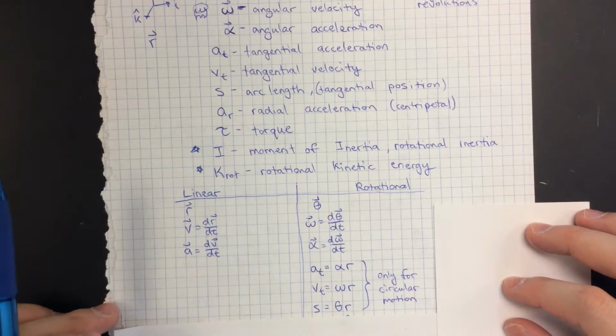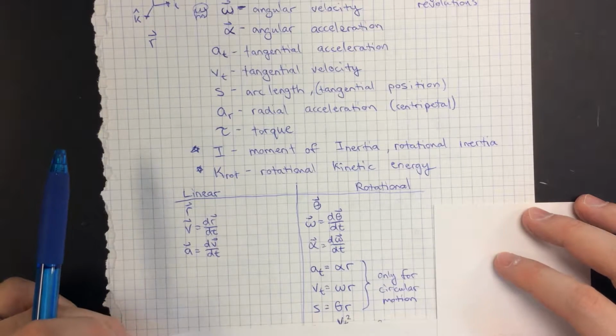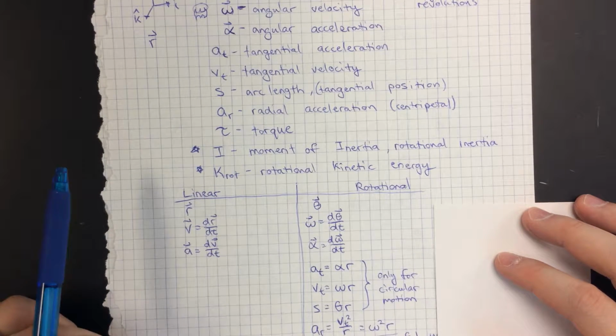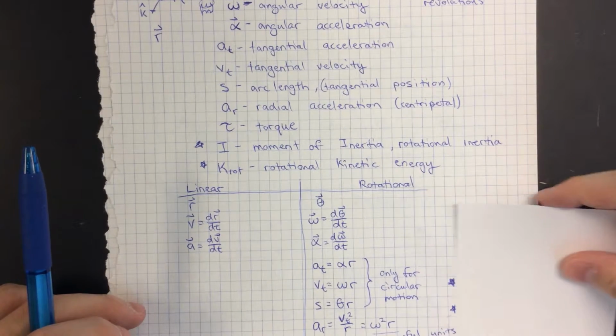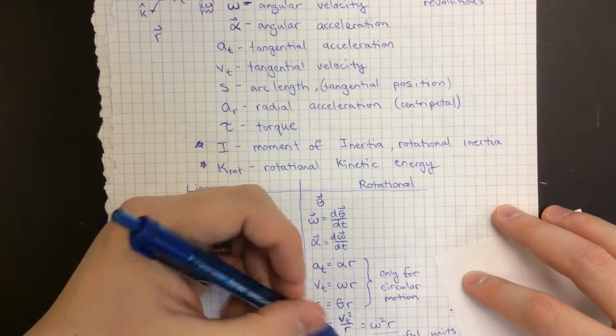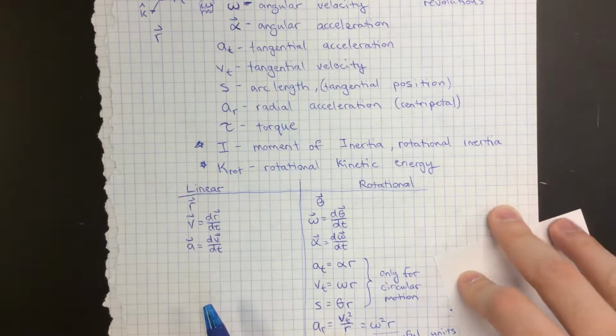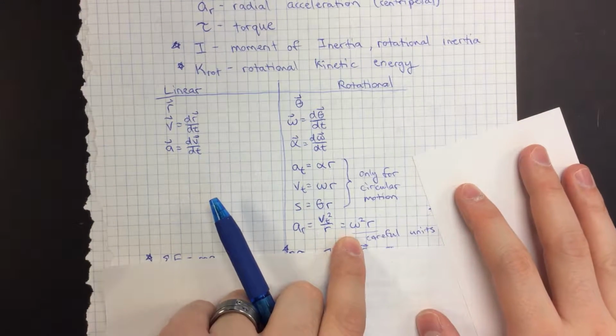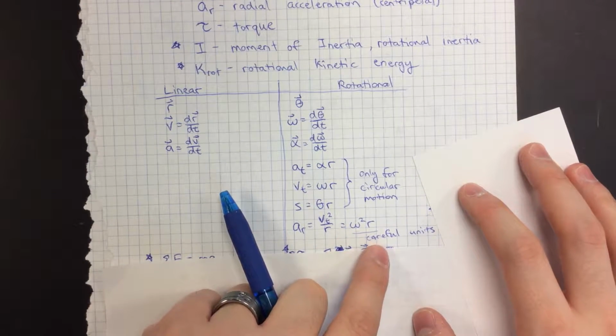Or we have to modify it a bit. Okay. We also had this one, right? The radial, the centripetal acceleration. This is always true, the v_T squared over R. You kind of have to be careful about turning it into omega squared R. Just be careful of the units.